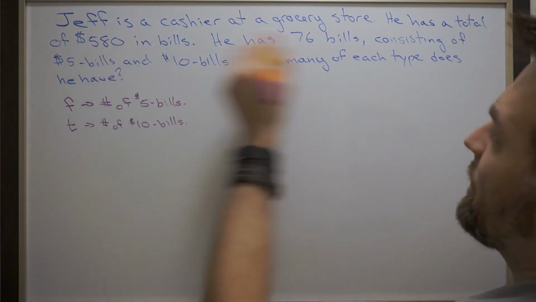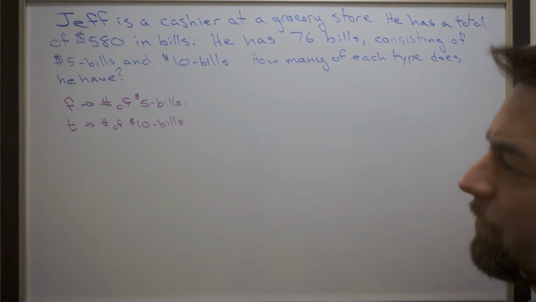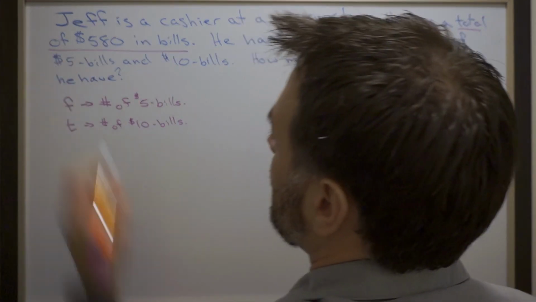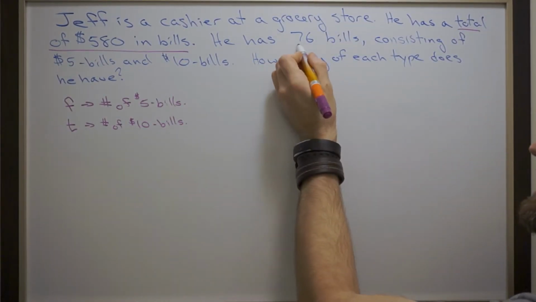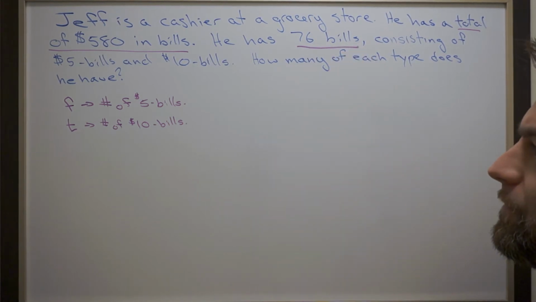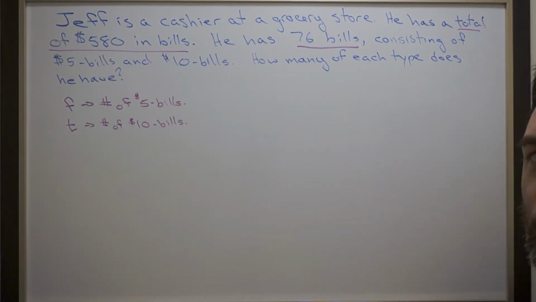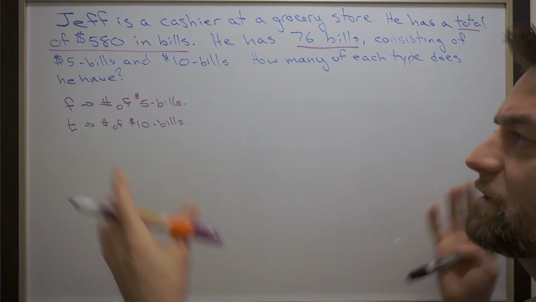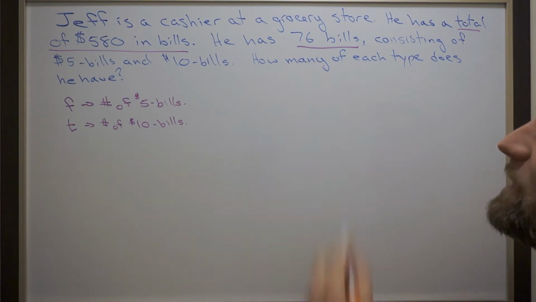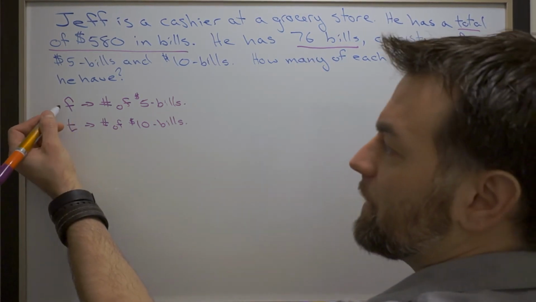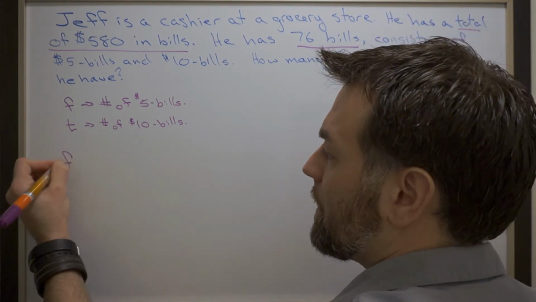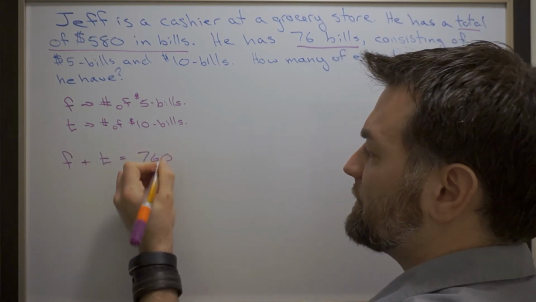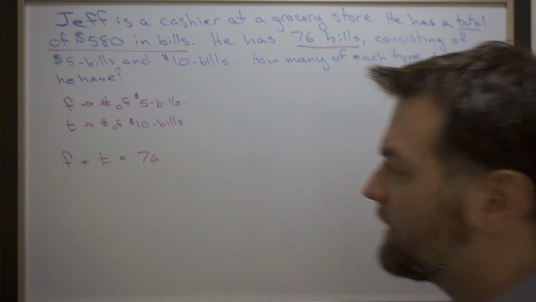Well, our first sentence doesn't give us much information for solving the question, but he has a total of $580 in bills, and he has 76 bills made up of the $5 and $10 bills. Those two pieces of information are separate from each other, but give us two distinct equations we can create. The easy one is that he has 76 bills. So the number of $5 bills plus the number of $10 bills is equal to 76.